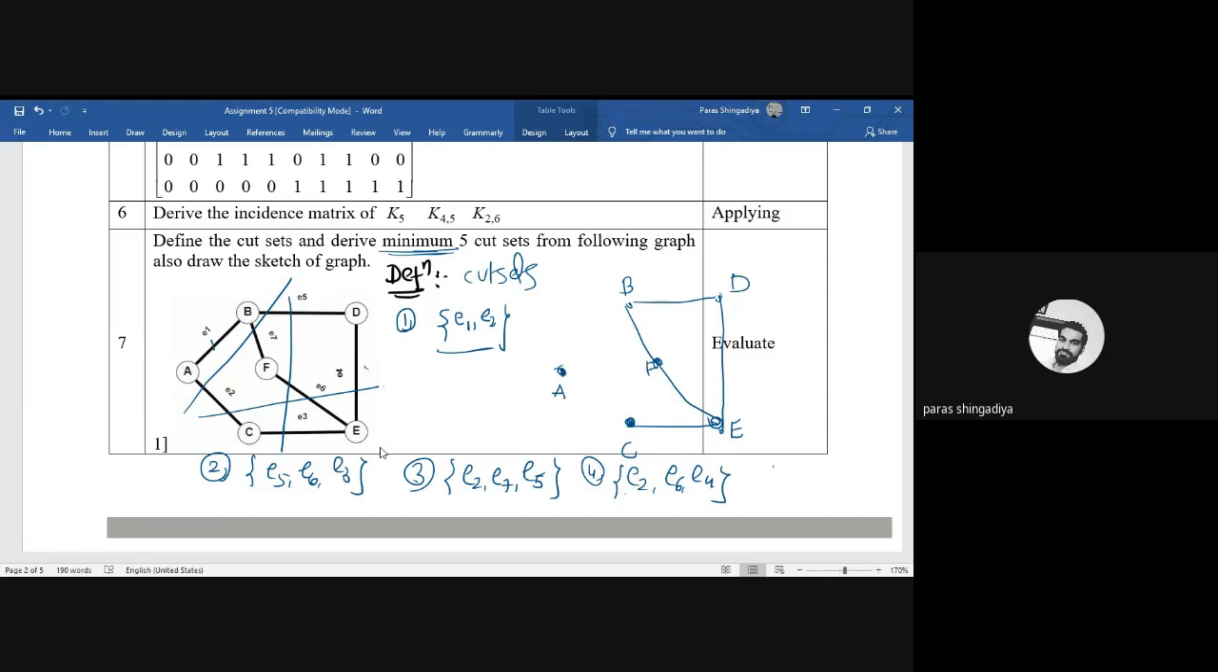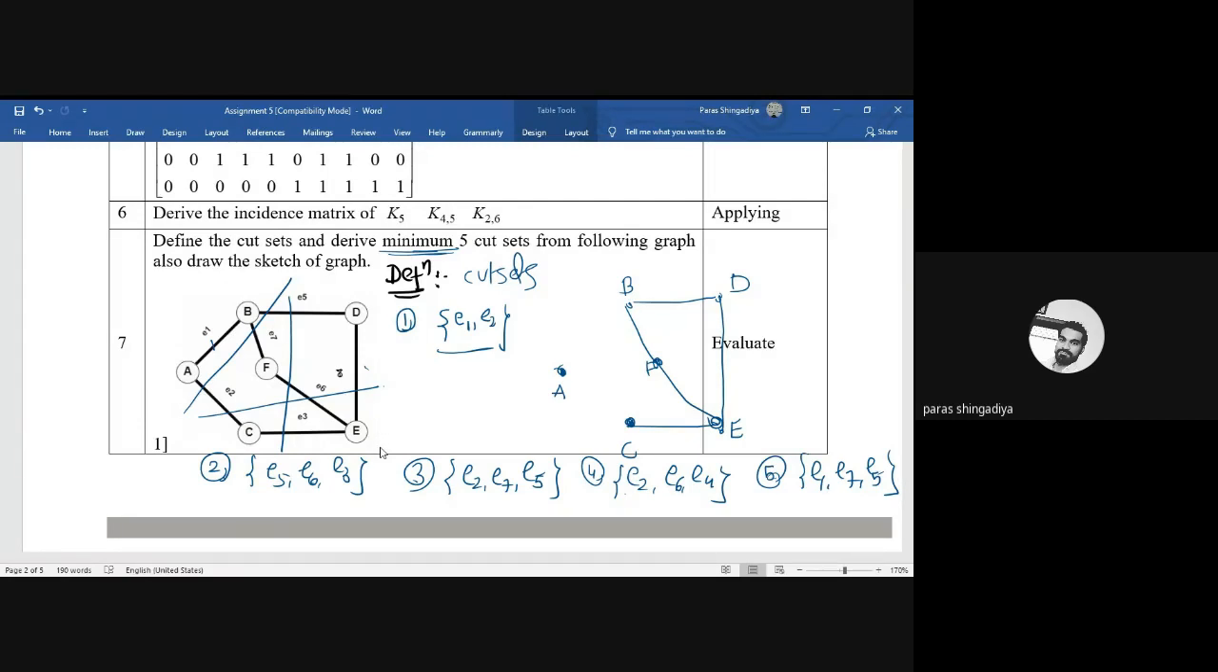And for a fifth, you can just consider a single vertex, E1, E7, E5. Let us take E1, E7, and E5. Clear? So these are the 5 different examples for this graph. Is it clear? E1, E7, E5, that is the fifth. And you can also write some more examples.